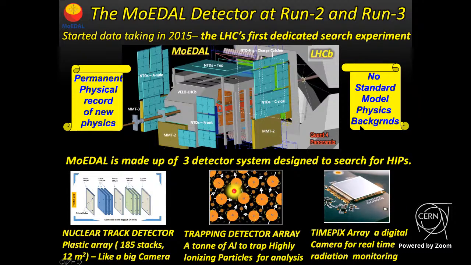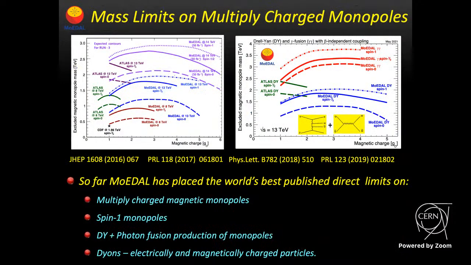And the other nice thing is there are no standard model physics backgrounds, in the sense that the background I'm using here is a background that imitates the signal. We do get a sort of background that introduces noise, but nothing that imitates the signal we're trying to see. So what are the limits we've placed so far? Obviously we didn't discover the monopoles, otherwise you would have heard about it. Nevertheless, we did manage to place very good limits on magnetic charge monopoles.